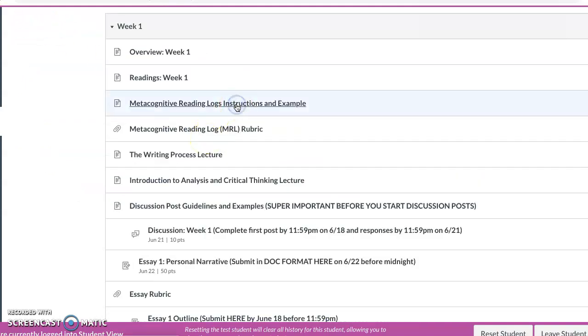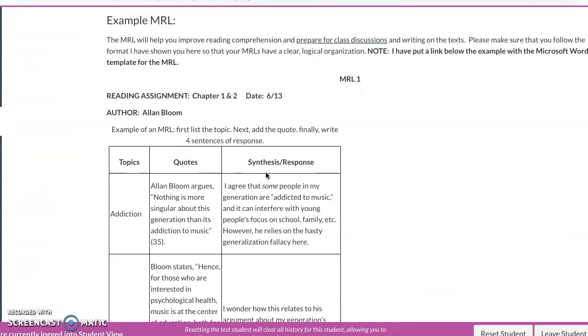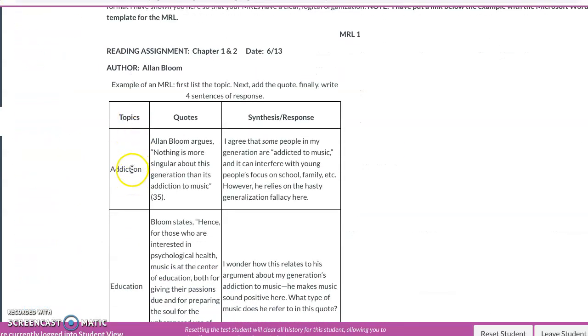So MRLs are essentially reading logs. The first section is the topic, then you've got your quote and your response. So for example, you're reading Brainology. I'm going to ask you to pick 2 quotes from the reading and you're going to respond to them. So you'd put the quote under this section and then you would respond over here.